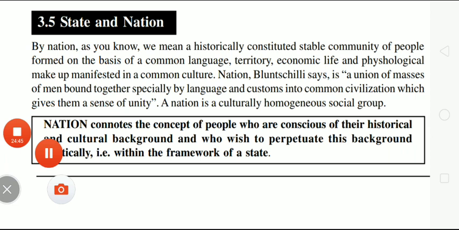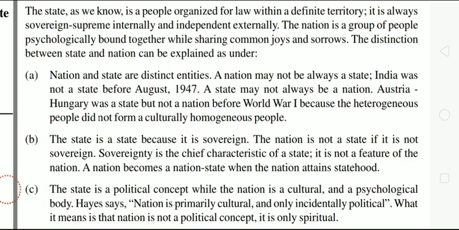The distinction between state and nation can be explained as under: A. Nation and state are distinct entities. A nation may not always be a state. India was not a state before August 1947. A state may not always be a nation. Austria-Hungary was a state, but not a nation before World War I because the heterogeneous people did not form a culturally homogeneous people.